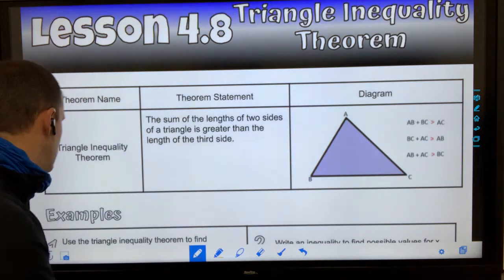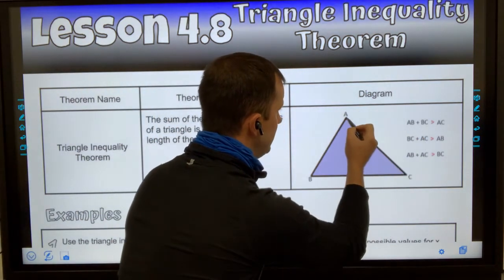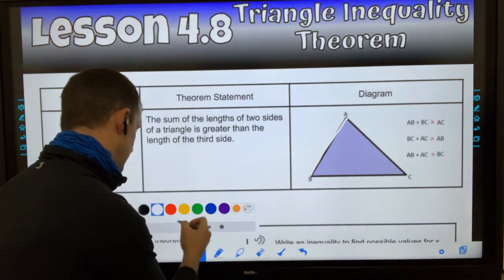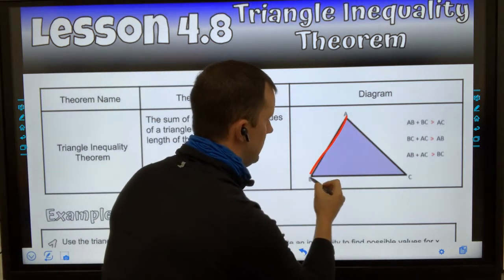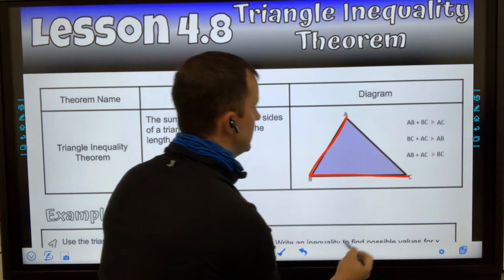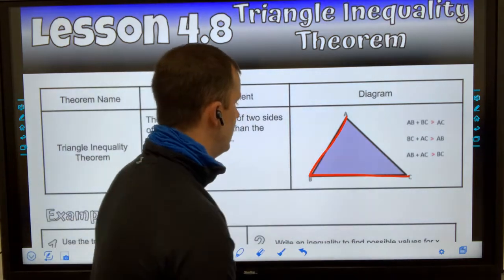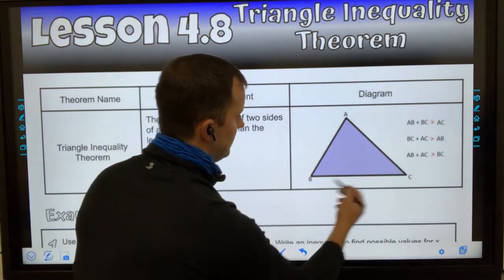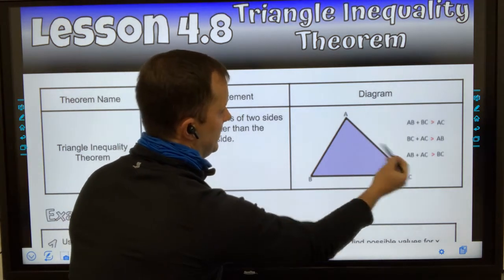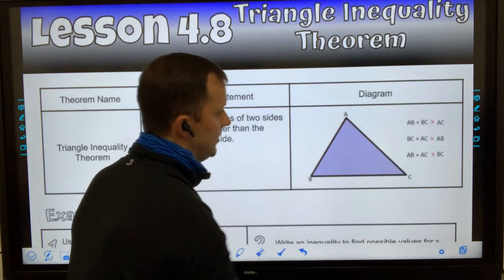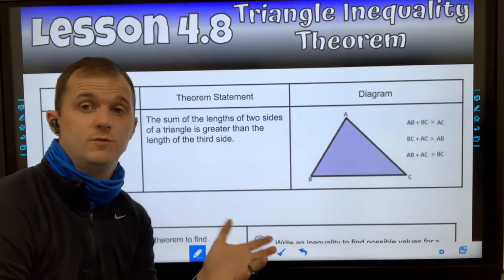So for instance, if I take line AB, which is this one right here, and I add line BC, it's going to be greater than AC, which is true. If I take line BC and add AC to it, it's going to be greater than AB. If I take AB and add AC to it, it's always going to be greater than BC. So this has to be true in order for it to form a triangle.